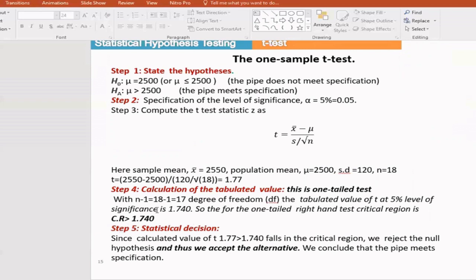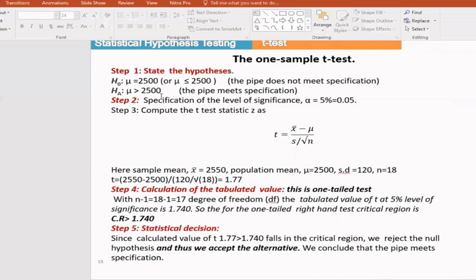Step 5. Since our calculated value 1.77 is greater than our tabulated value, it falls in the critical region. When the calculated value falls in the critical region, we do not accept the null hypothesis. We accept the alternate hypothesis.